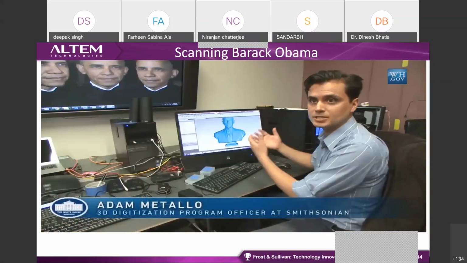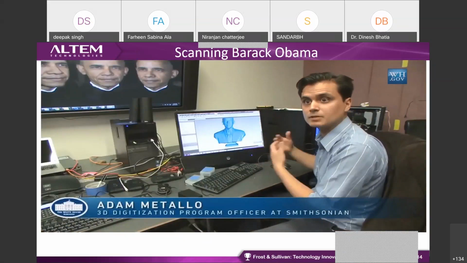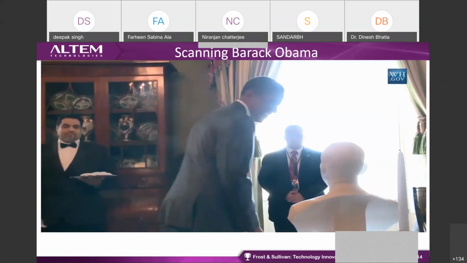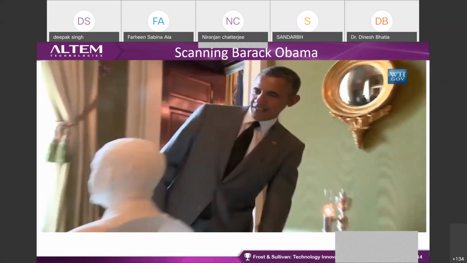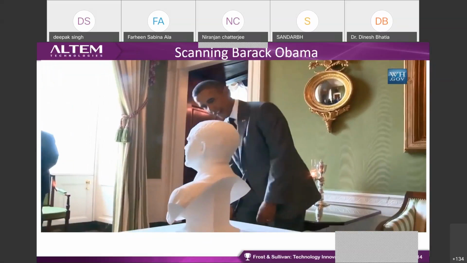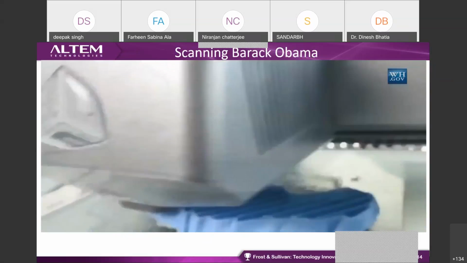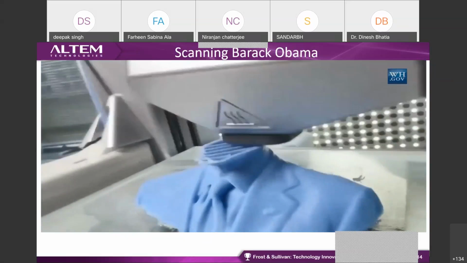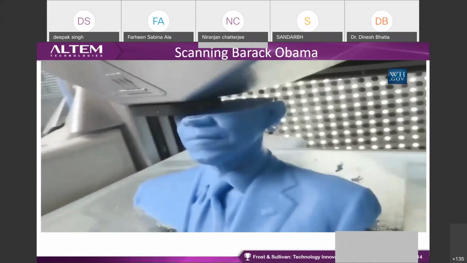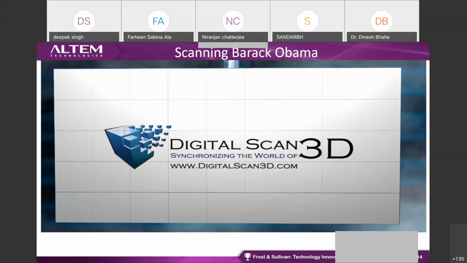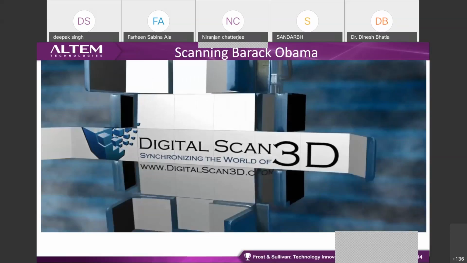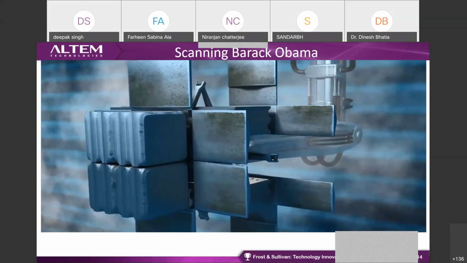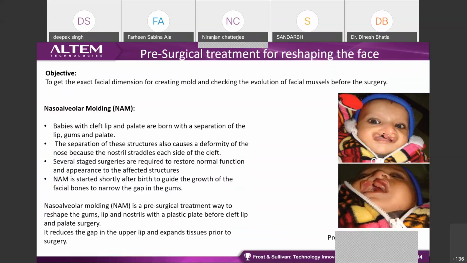Now, this scan data has the actual dimensions of the face of the person we are scanning, or for that matter, all the dimensions. That's how the 3D scan data is, and what you see right now is the 3D printing process. It prints layer by layer. There will be different sessions to explain 3D printing completely anyway. So there are so many applications here.